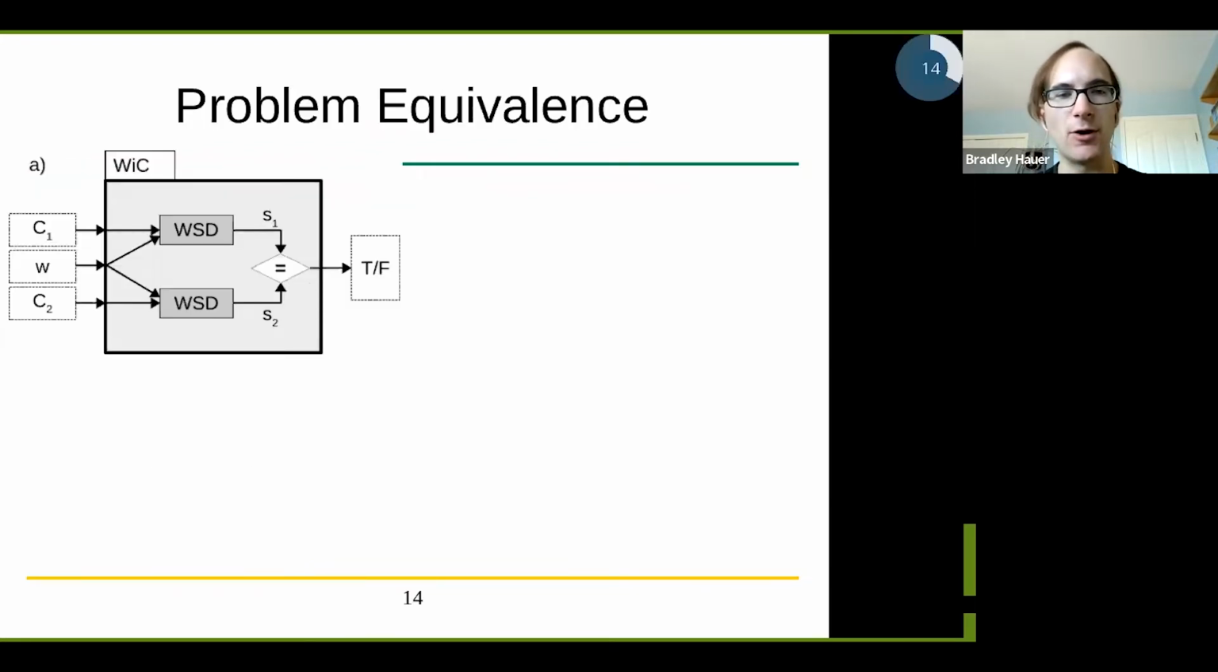And the argument here is an argument from reduction. So let's suppose we have a WSD system. We don't need to know how it works. All we know is that it solves WSD instances. And let's suppose we're given an instance of the WIC task. So we have two contexts, C1 and C2, and a word W that appears in both of those contexts. And we want to ask, well, how can we solve this with our WSD system? Well, we just solve the WSD instance corresponding to each of those contexts. So we assign a sense to W in the first context, we assign a sense to W in the second context, we check if they are equal.